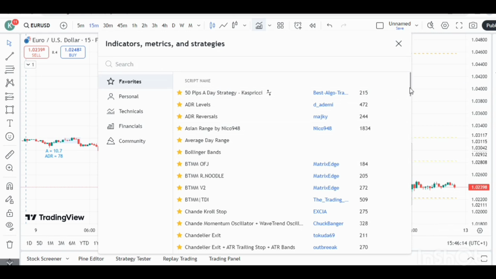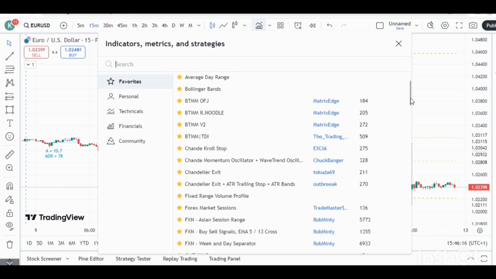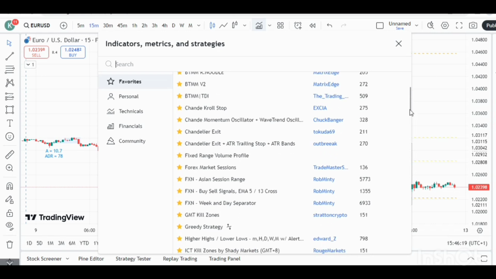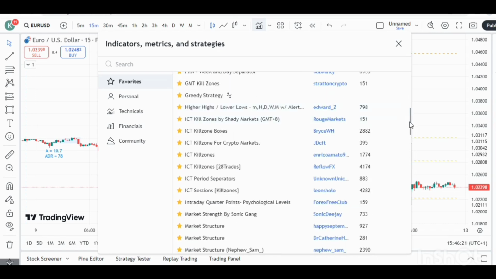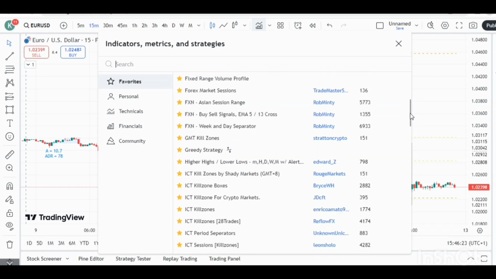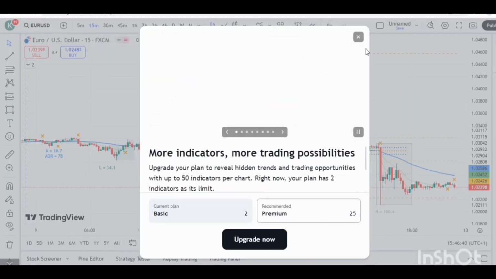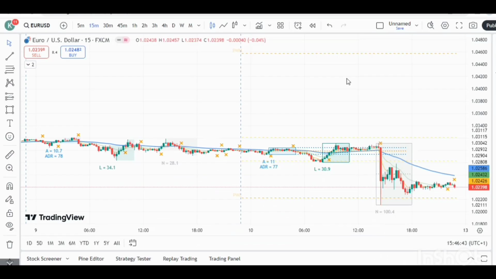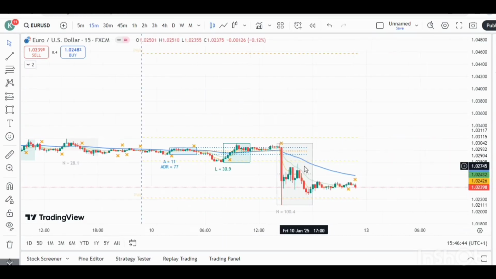God, the network is really slow. So FXN, this is FXN here. The one I'm adding is this buy sell signal. So we'll be adding it to the chart. So guys, this is it. This is the chart.